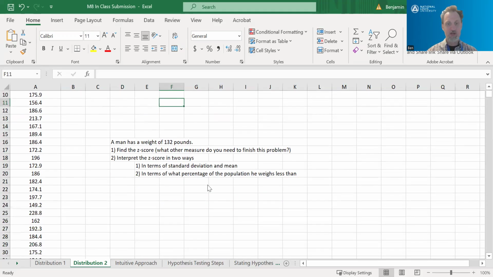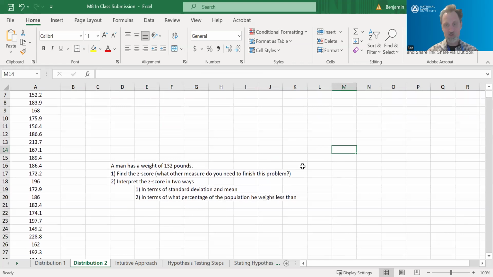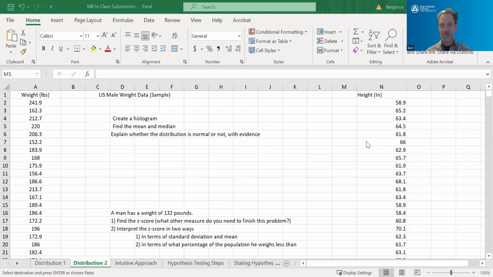All right, but let's talk about this second part here with the Z-score question. So we want to find the Z-score for a person that's 132 pounds. We want to interpret the Z-score in 2 ways. So in order to not do the question for you, let me show you how I would do the question. Let's say that I have some data. Let me just grab a little bit of data here. Okay, so I've got some height data.